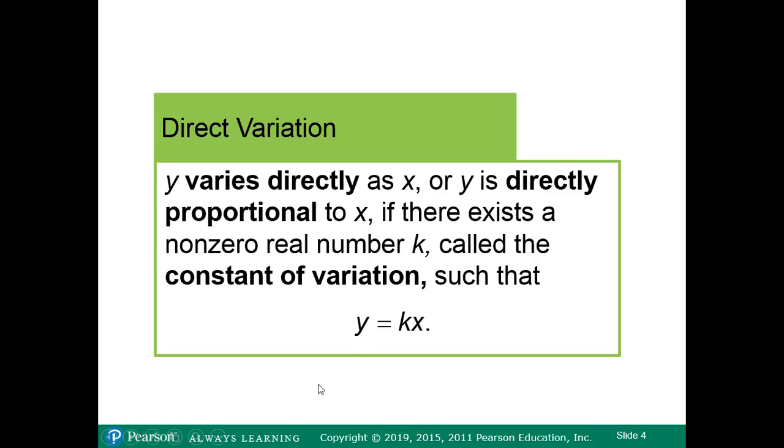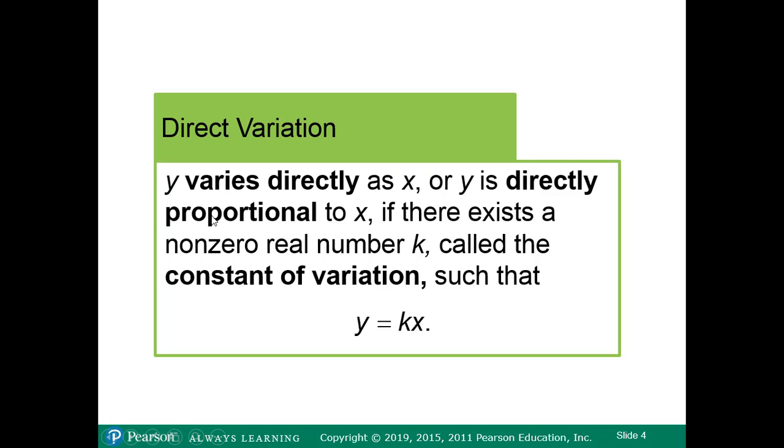Direct variation is where one variable is a constant multiple of another variable, so y equals some multiple of x. Another way of looking at it is if the ratio of two variables is constant, so if y divided by x is a constant, that also tells us it's direct variation. Again, y varies directly as x, or y is directly proportional to x, and that word proportional gives us the division, y divided by x.